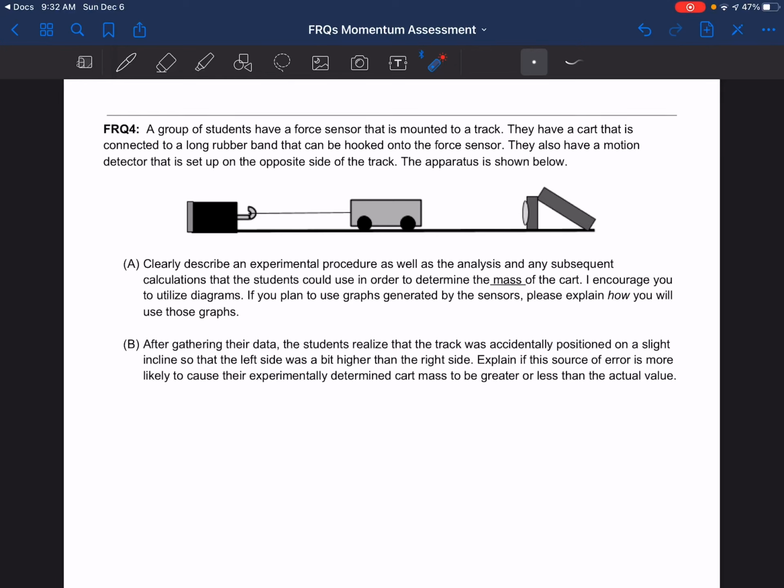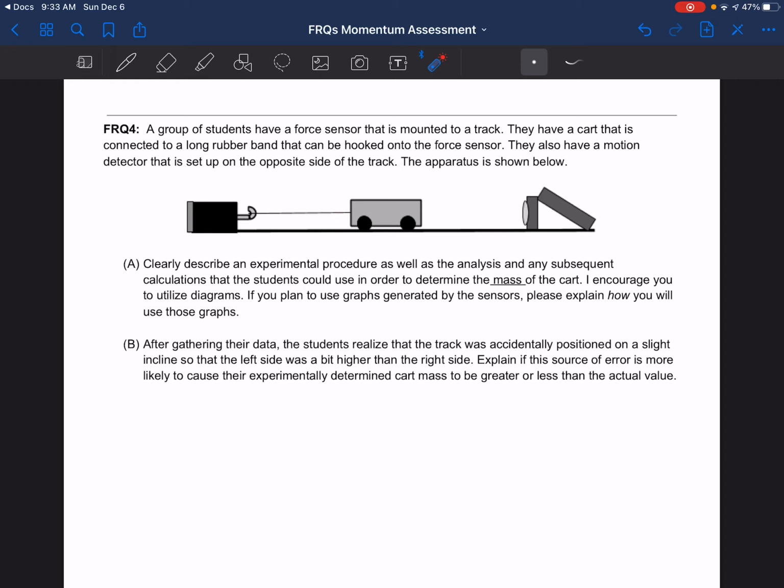Okay, so for FRQ4, there's a couple different ways you could do it, and depending on what you say for A, that might actually change the answer for B. So basically, this is really similar to the lab that we did, except instead of looking at just one bounce, we've got this rubber band.